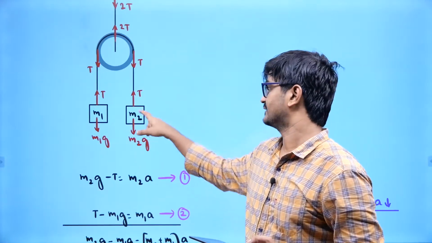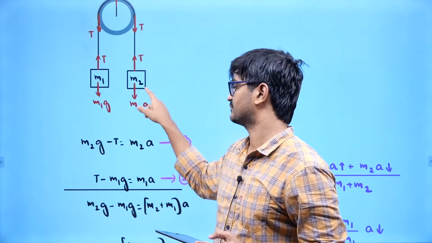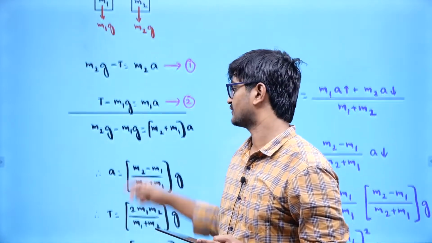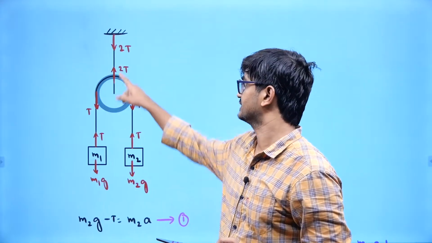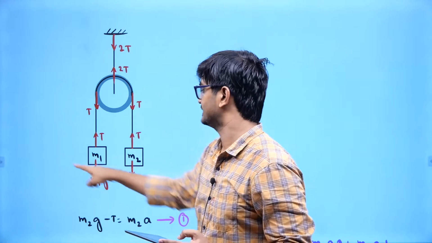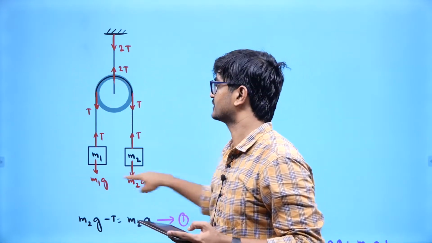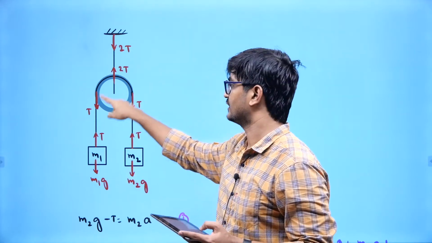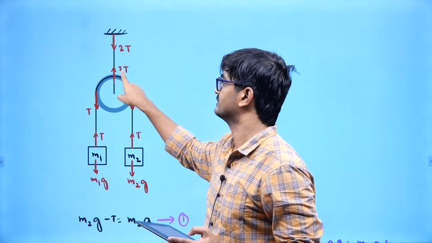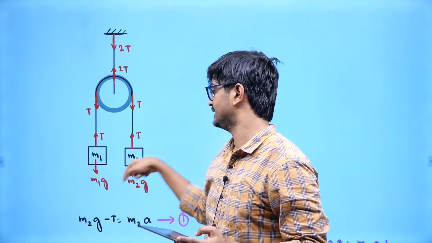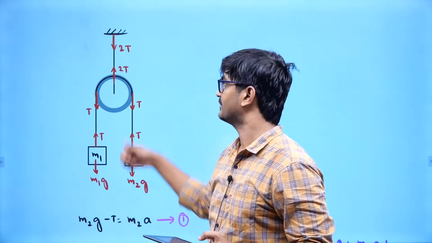I consider a case where m2 is greater than m1, so this will be going downwards and this will be going upwards. F equals ma for this block, F equals ma for this block. When I solve them, I will get the acceleration as this much, tension as this much, 2T as this much, that is this. Now if I take this as my system, how many forces are acting on my system? All these are internal forces, so the only external forces are this 2T and m1g and m2g. So the net force is (m1 plus m2) g minus 2T.